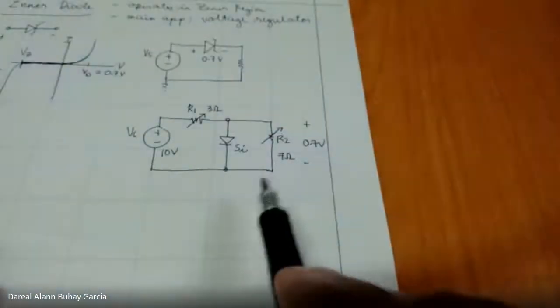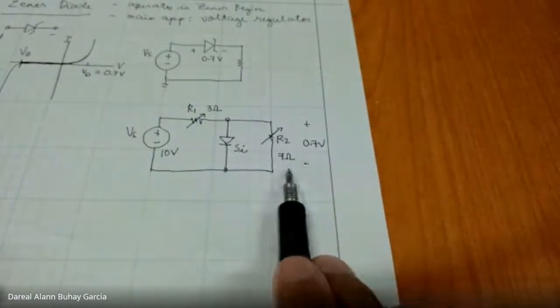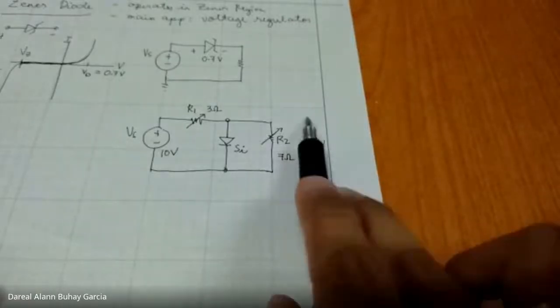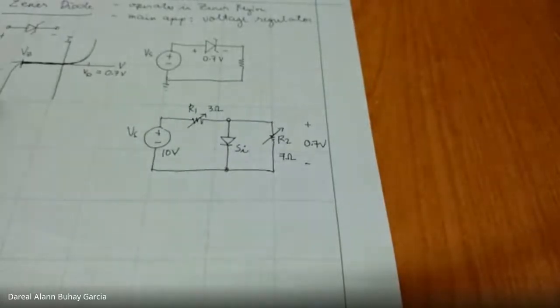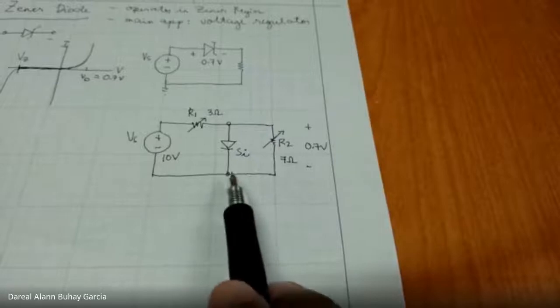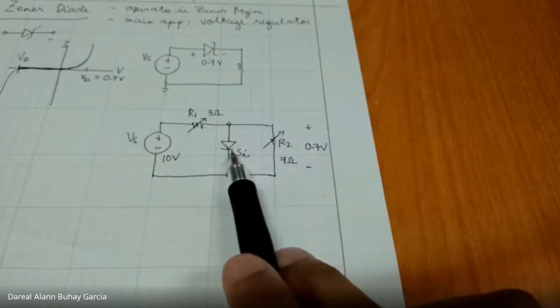What if R2 is variable? The same with R1. Would that change things? Di ba dili mabag-o ang value sa voltage drop, dire 0.7 gihapon, no? Bisan pag variable si R1 and R2, makuha ninyo nga dili siya magbag-o. So, kaning particular diode, silicon diode, nag-act siya as regulator.